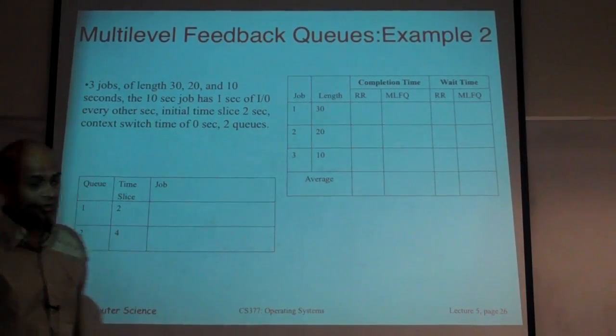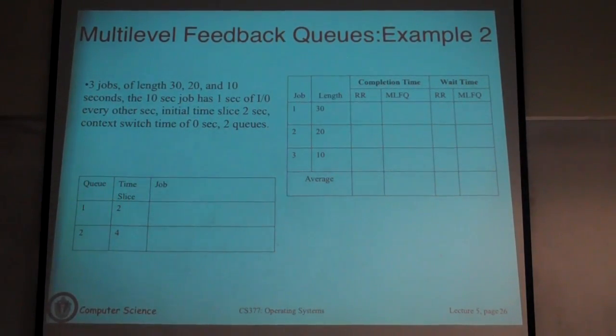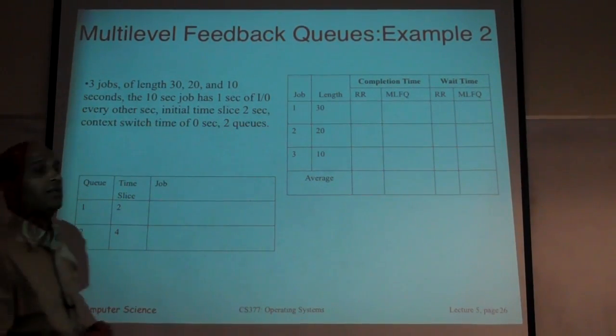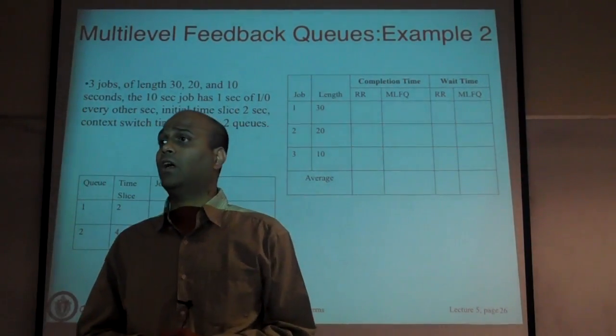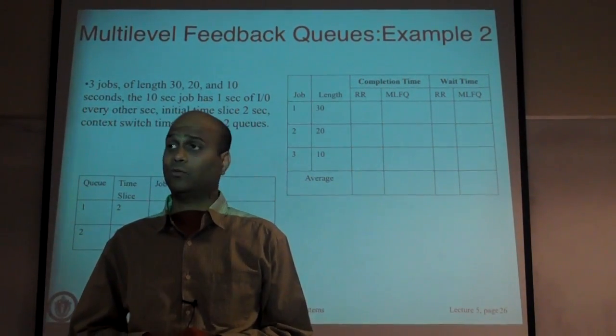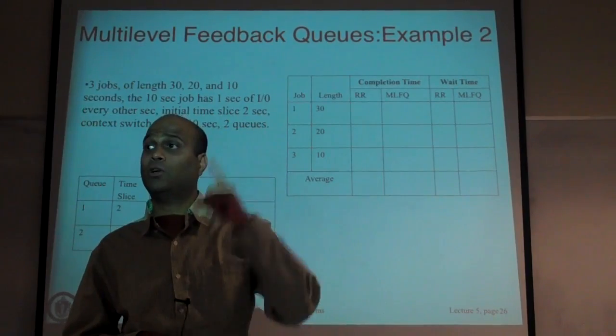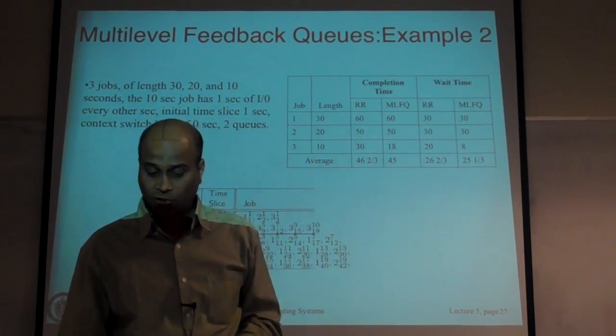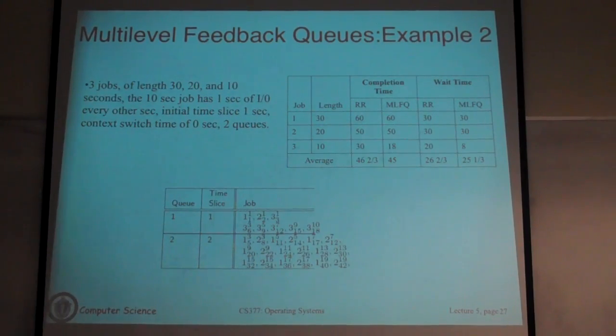Here is one I believe that does I/O. Okay, the 10-second job does 1 second of I/O every other second. It computes for 1 second, and then it is going to do an I/O which will last for a second and will rejoin afterwards. Okay. So every time it does I/O, it's going to rise. Okay, this is the thing to keep in mind. There are only 2 queues just to keep things simple here. So this is what has happened.